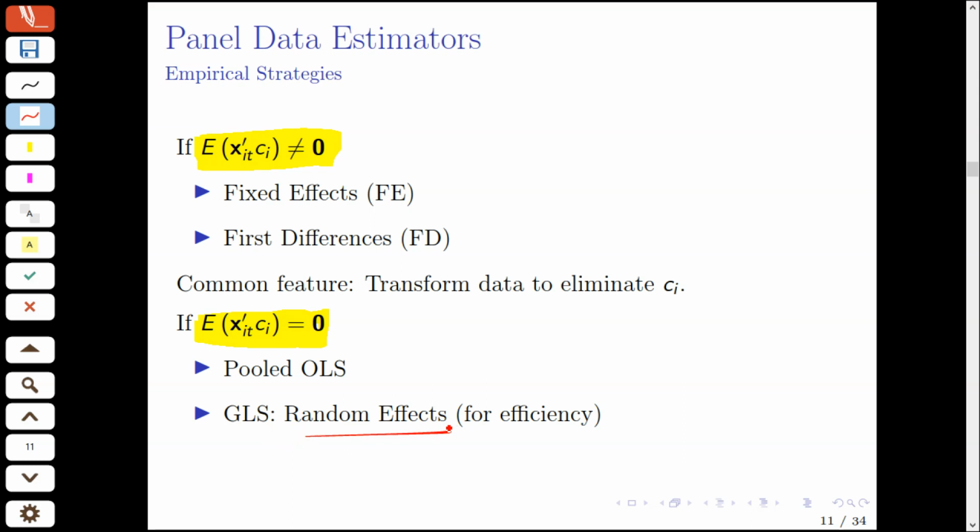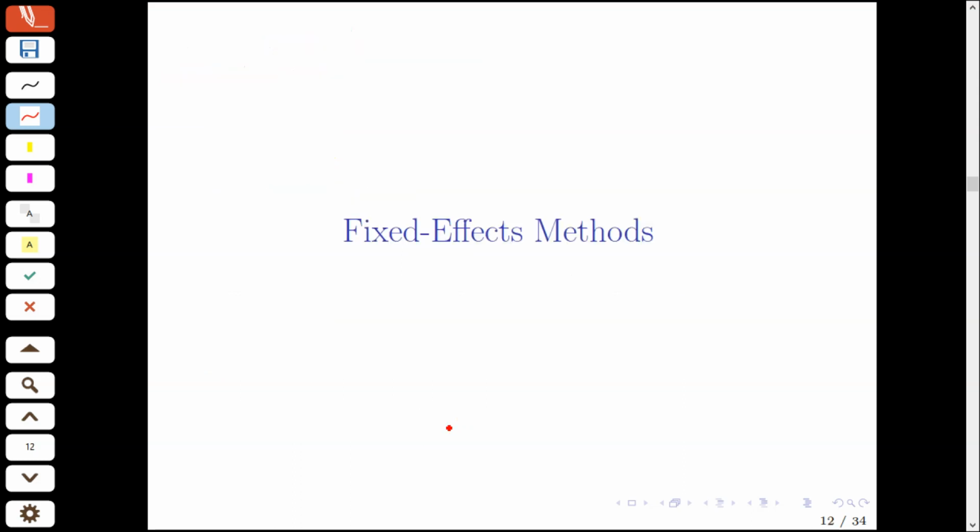Again, generalized least squares doesn't necessarily affect consistency, but it may help us achieve a more efficient estimator under additional assumptions. All right, so let's discuss the fixed effect method of estimation, starting with the within transformation, thus leading to the fixed effect estimator.